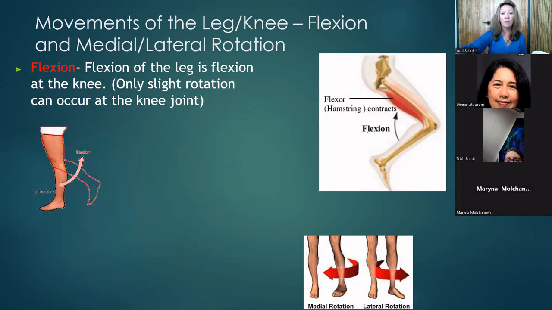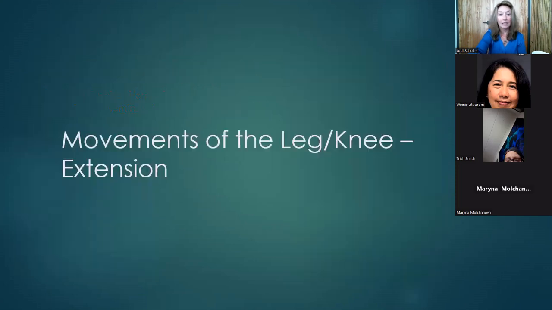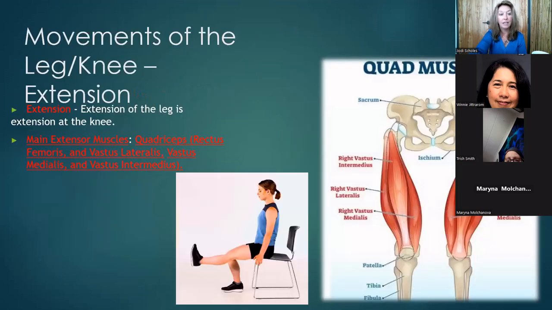Flexion is created by the hamstrings. And we've already covered semitendinosus, semimembranosus, and biceps femoris. Let's look again at the knee. Extension. So, as you may have guessed, it's the quadricep muscles that are extending.